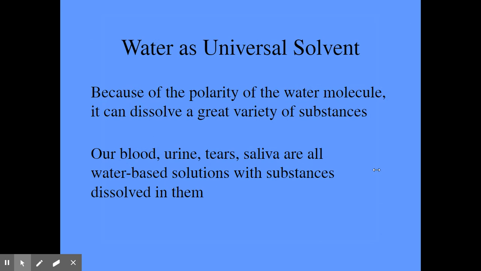Okay, the last thing I want to talk about is water as a universal solvent. A solvent is something that dissolves things, okay? Now, motor oil could be a solvent, but it's not a very good one because it doesn't dissolve much. But because water is polar, because it has a positive end and a negative end, it can pull apart substances and break them up into a solution.